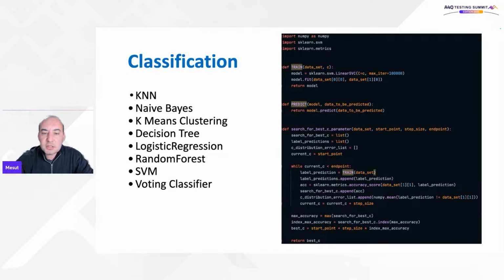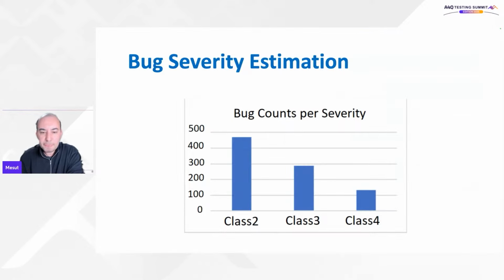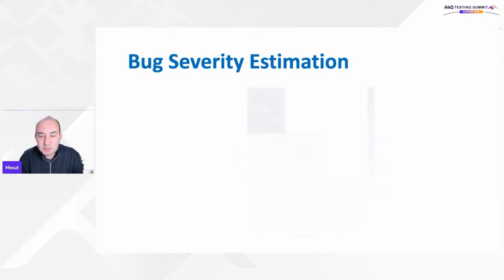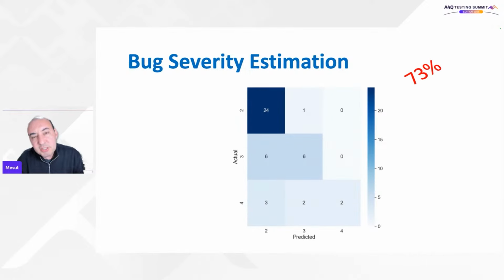And I can generate my model by lots of different algorithms like KNN, K nearest neighbors, or naive Bayes, K-means clustering, and several algorithms. So I tried all of them. And of course, I picked the best performing algorithm. So let me show you some results. For example, these are the three classes. And on these three classes, I had a 73% accuracy rate.